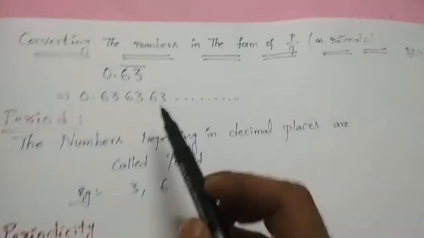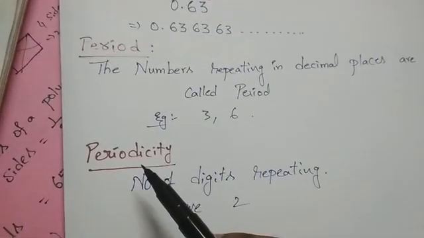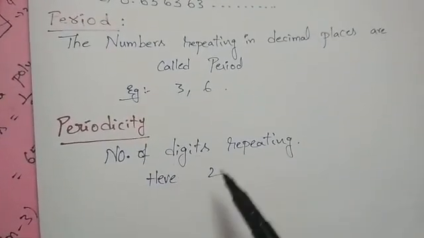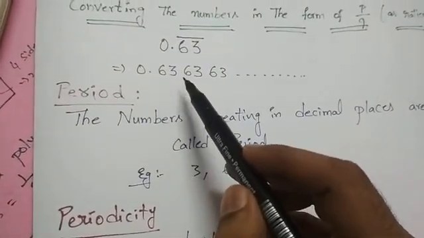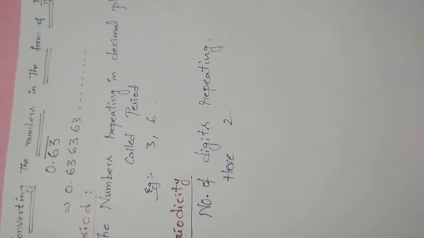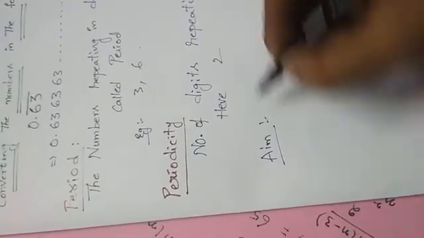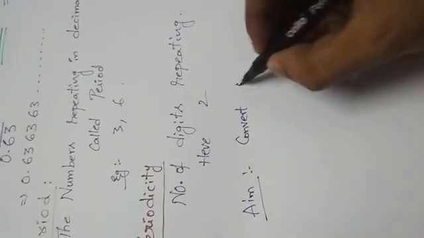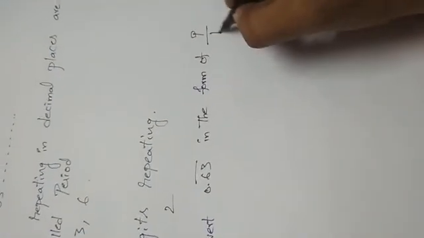Similarly, periodicity. After the decimal point, how many digits are repeating? Periodicity means how many digits. Here the number of digits repeating is 2. If I say 63 is repeating, then that is called the period. The number of digits repeating is called periodicity. Here periodicity is 2. Based on that we will find out. See how to write. Our aim is to convert 0.63 bar in the form of p by q, in the form of a rational number.